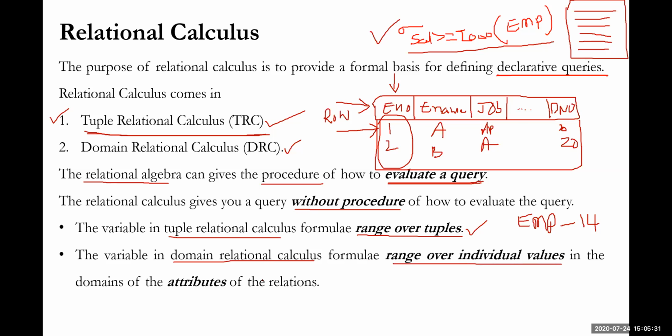Tuple relational calculus always takes care of all tuples or rows within the table, whereas domain relational calculus always takes care of only the values of one attribute. If you want to specify one more attribute, you need to add one more variable to the domain relational calculus. That is the basic difference between these two, while a variable is taken into consideration in both tuple relational calculus and domain relational calculus.